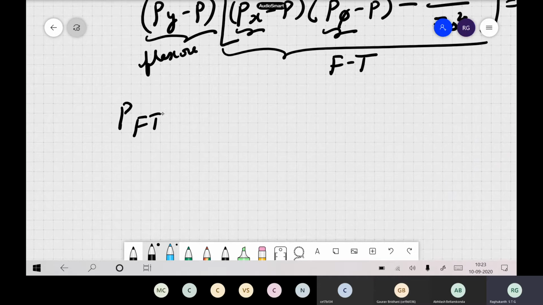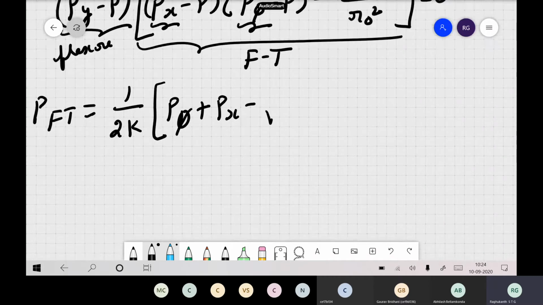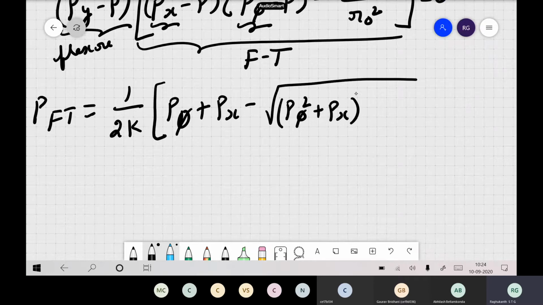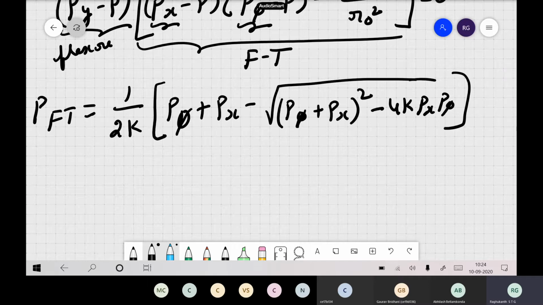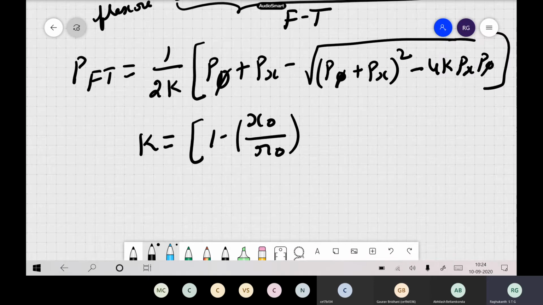So for flexure torsion, the lowest root will be 1 by 2k times (Pφ + Px) minus the square root of (Pφ + Px) whole square minus 4k Px Pφ, where your k is this term, capital K, 1 minus (x naught by r naught) whole square.